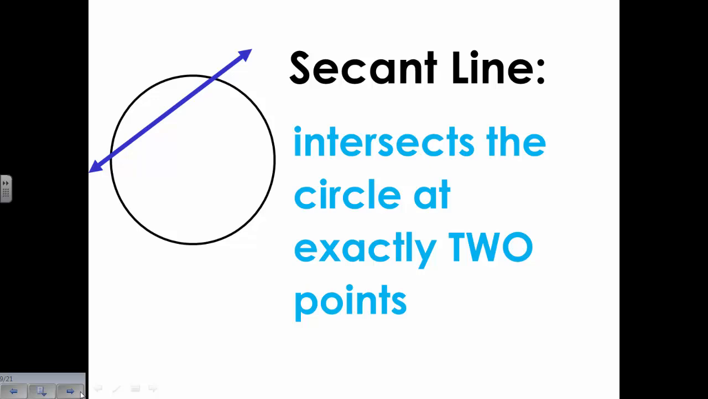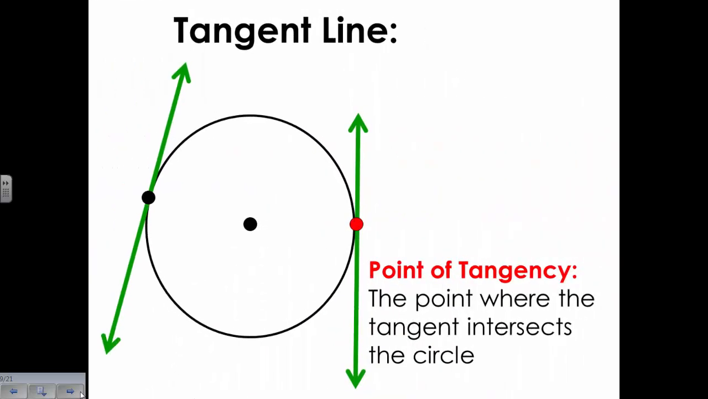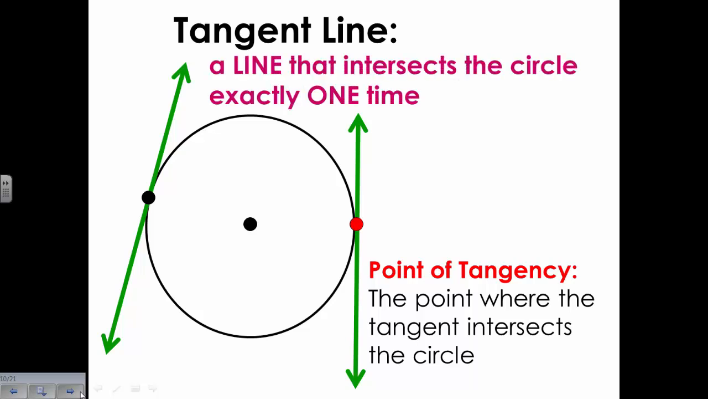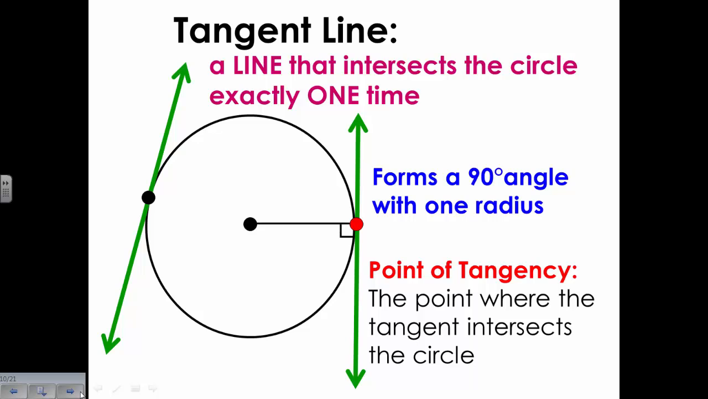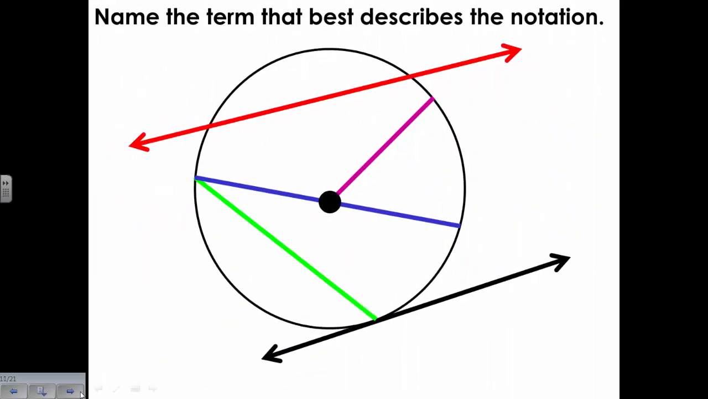A secant line intersects a circle at exactly 2 points. A tangent line intersects a circle only 1 time. Later in this unit, we'll do some problems where we'll work with a radius that is perpendicular to a tangent line. That point where they touch is called the point of tangency. See if you can pause the video and describe each one of these segments and lines.